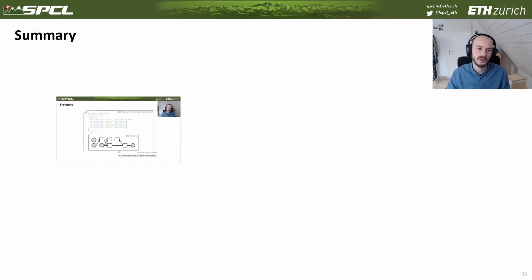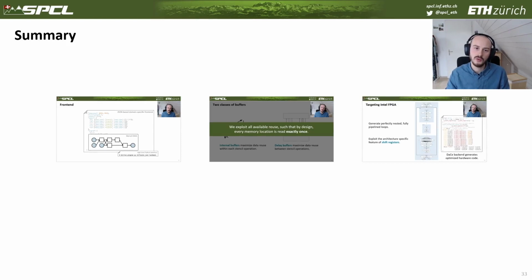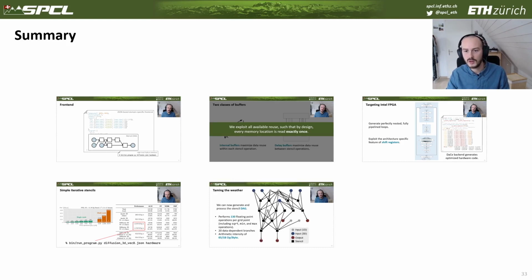In summary, I presented a high-level frontend, which can be used by a non-hardware-savvy user in order to target the architectures emitted by StencilFlow. I showed you how we need these two classes of buffers, internal buffers and delay buffers, in order to achieve perfect reuse on the FPGA to achieve these fully streaming architectures. I showed you how we target FPGA-specific features when we want to compile for Intel FPGAs, such as perfectly nested pipelined loops and shift registers using the Dawn code generator. I showed you how architectures emitted by StencilFlow are competitive even with hand-tuned codes on traditional time-iterative stencils, as well as being able to tackle very large and complex stencil programs such as these large weather applications.